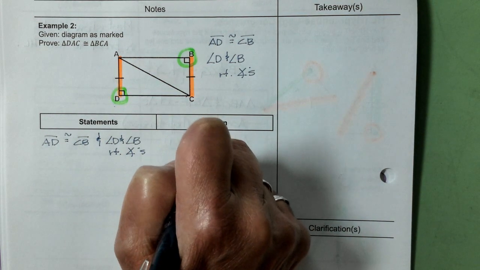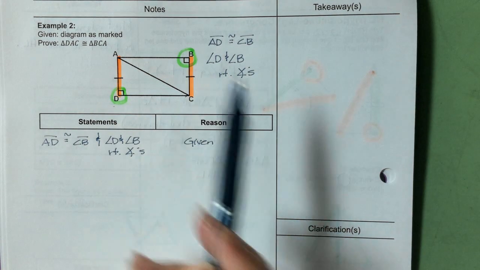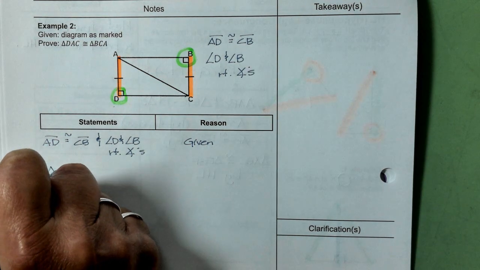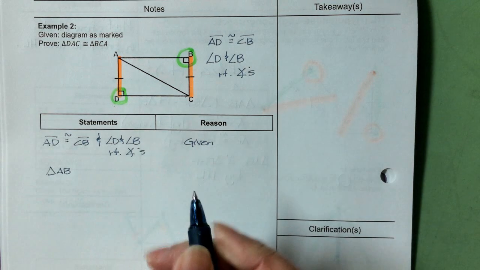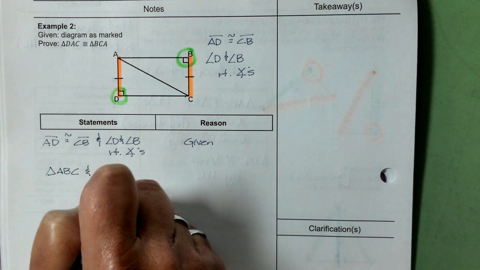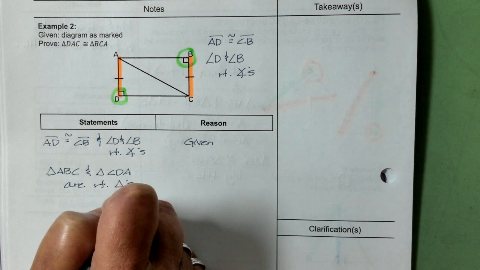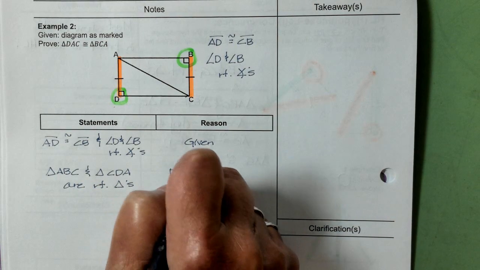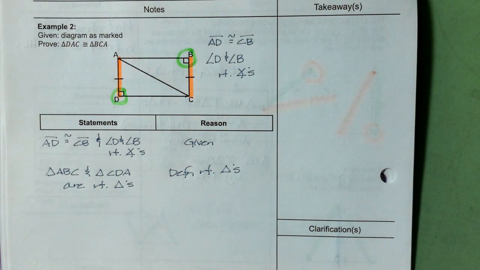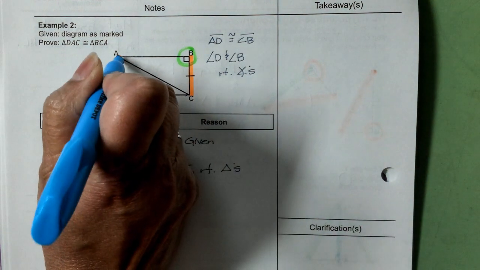And that's given. Okay? Since we know that angle D and angle B are right angles, we can go ahead and make the statement that triangle ABC and triangle CDA are right triangles. Why? Definition of right triangles. Right triangles have a right angle. Okay? So now we've established our right triangles.